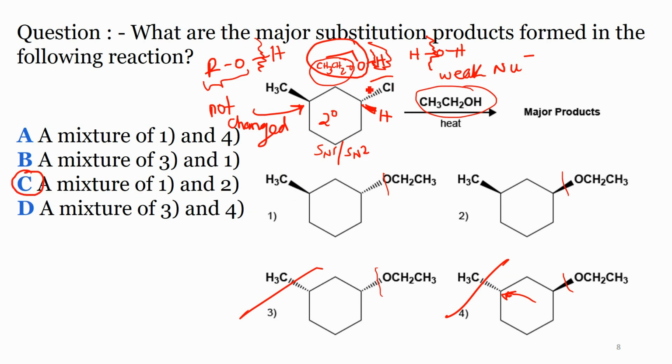The reaction only happens where the Cl fell off. The CH3 stereochemistry is conserved. What is the relationship between these two guys? Are they meso compounds, enantiomers, diastereomers?